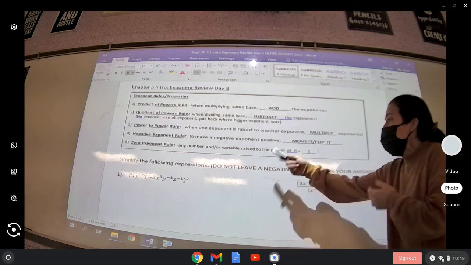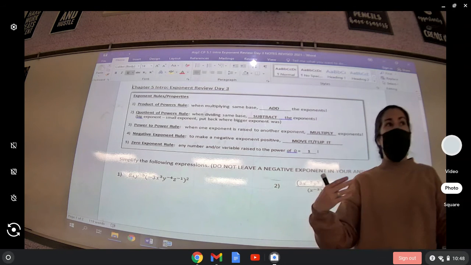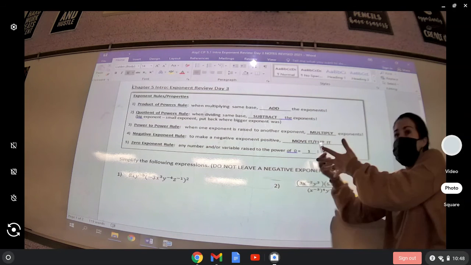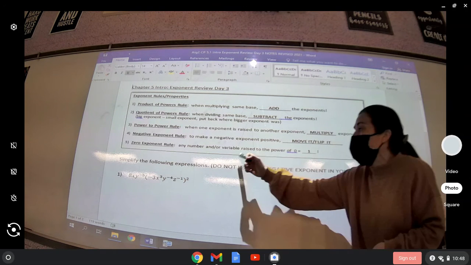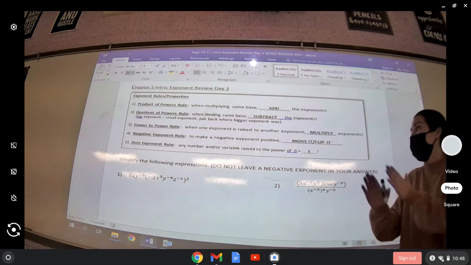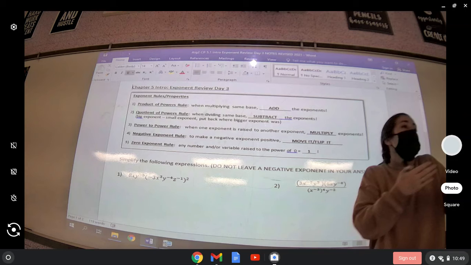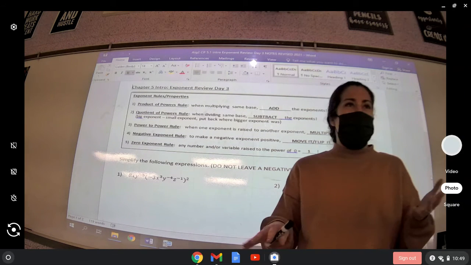But that's it. The 4th and the 5th rule, these are like our fix-it rules. If you get down to the end of a problem and something has a negative exponent, this is how you fix it. You move it from top to bottom, bottom to top. And then the 4th rule, the 0 exponent rule, said anything raised to the power of 0 will always equal 1. Just pay attention to who's being raised to 0. Everything or just something.